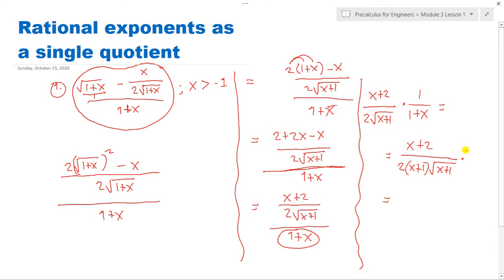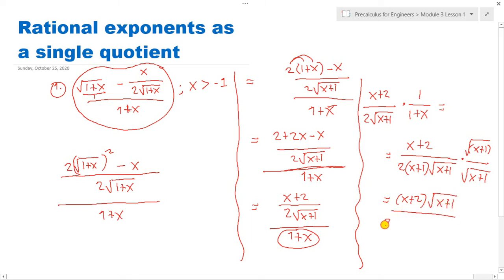i-eliminate. So to eliminate this, just simply multiply the radical sign with same index. Then, try to look at this. Since exponent ng x plus 1 is only 1, so multiply another x plus 1 para yung exponent niya magiging equal na sa index. So we have here x plus 1 all over square root of x plus 1. So here on the numerator, we have x plus 2 multiplied by the square root of x plus 1. Then all over 2 times x plus 1.